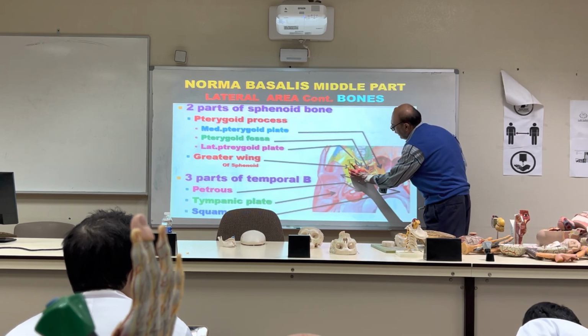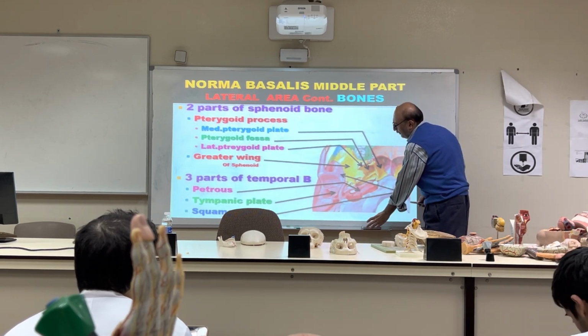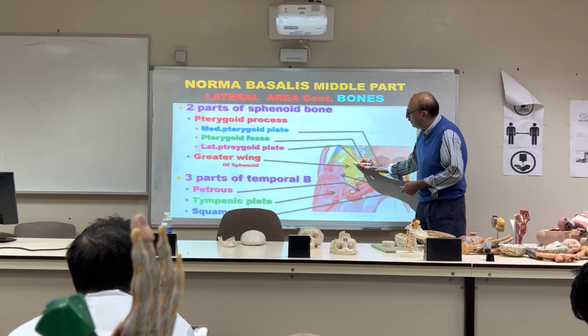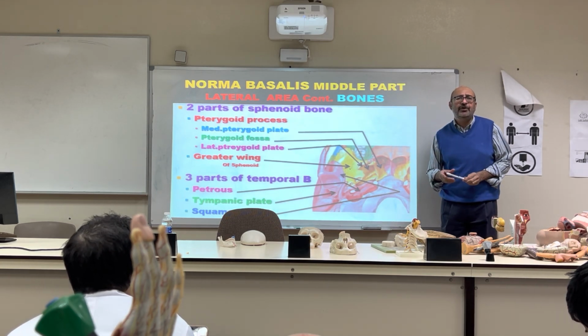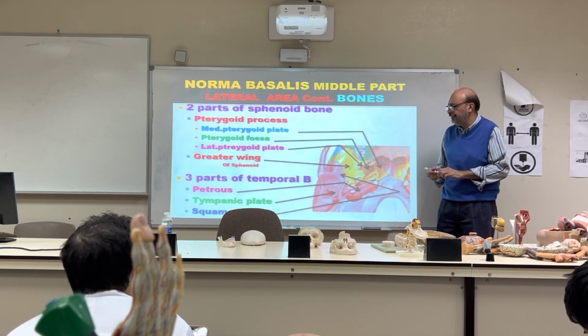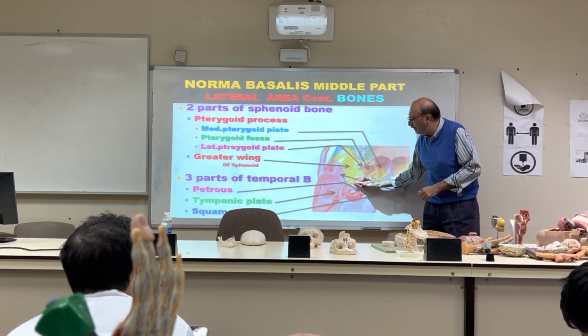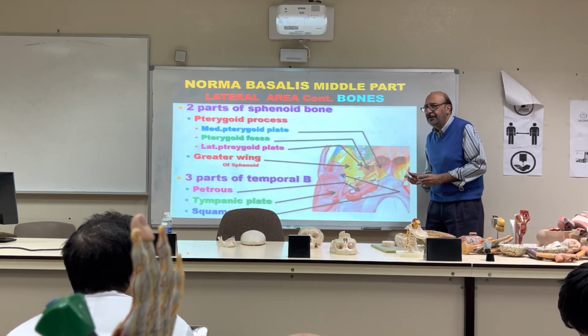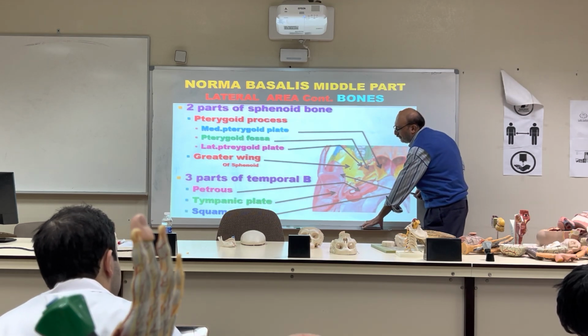Another structure which you can identify greatly here is this one, the yellow one, the greater wing of sphenoid. Why am I going to the greater wing of sphenoid? Because it has many small openings in it and in the associated bone.